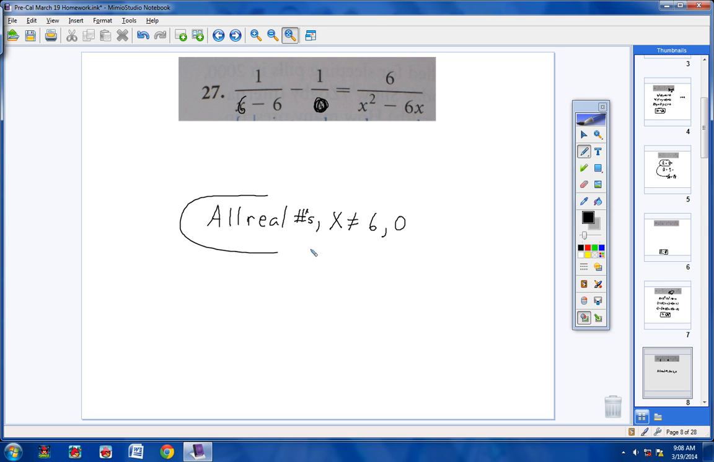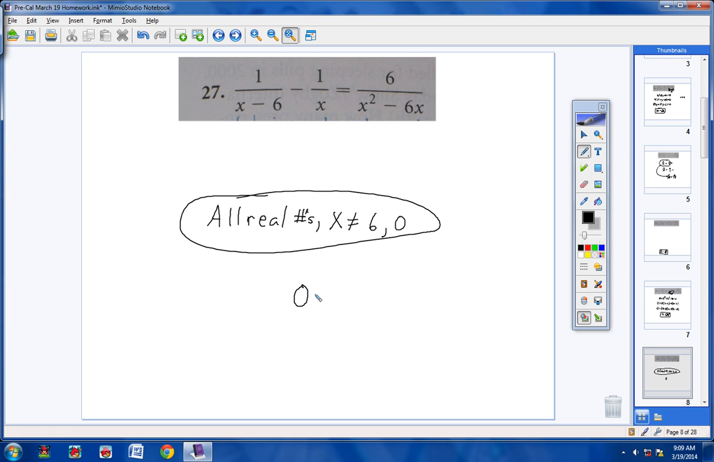Now, if you don't believe that, throw some numbers in. Throw in a 1. If you put a 1 everywhere there's an x, you will get out a true statement on both sides. Throw in a 2. If you put a 2 in, you'll get out a true statement. You can try any number you want except for 6 and 0, and all of those answers will work. Now, one more thing, and then I'm going to move on.